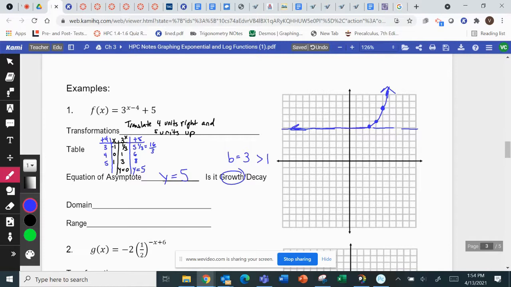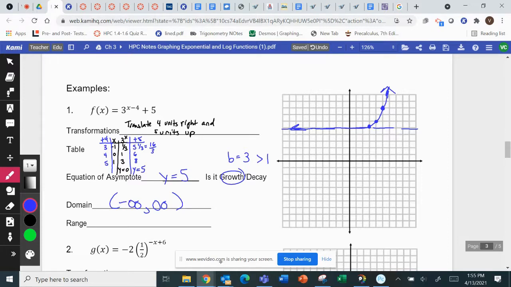Domain and range. So domain, remember, is left to right, the x values. These arrows are telling me that it's going forever left to right. So we're going to have negative infinity to positive infinity. And then for the range, that asymptote is telling me that we don't have all of the y's. The asymptote is telling me that you're going to start at 5 and go above.